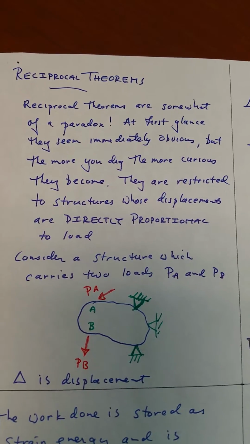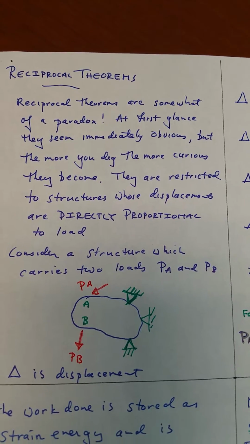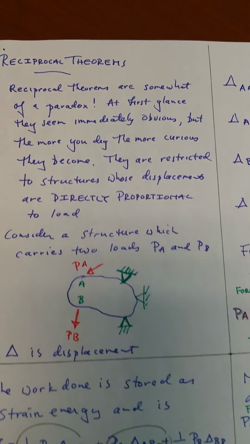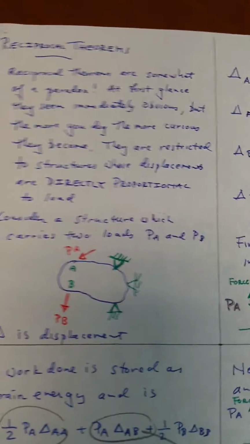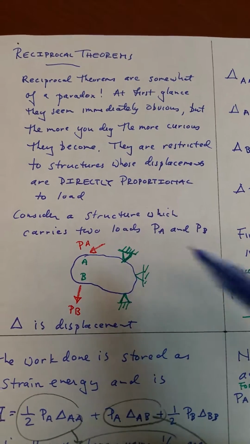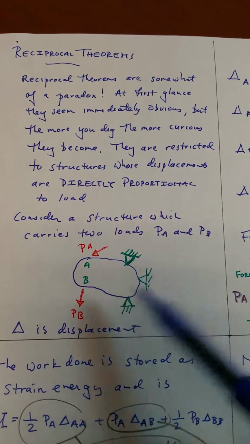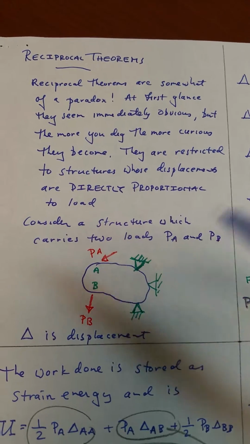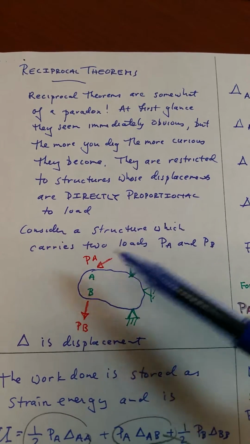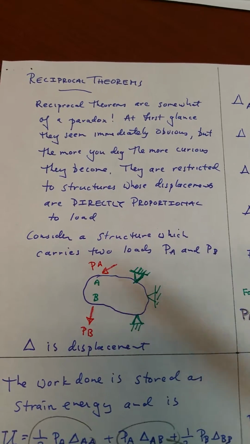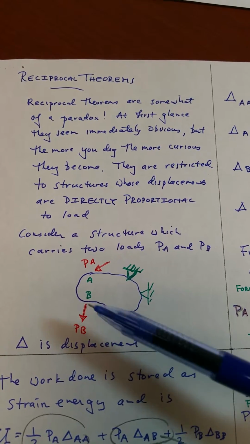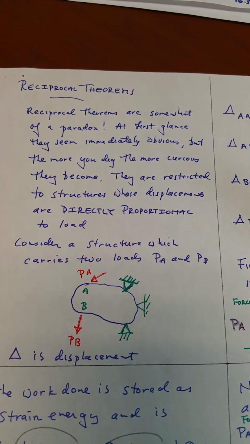These reciprocal theorems have to be restricted to structures where the displacement is directly proportional to the load. So the kind of structures we're doing in ARCHE 501. All right, so I have this potato. It's stable, and there's a point A and a point B, and there's a force at A, let's call it PA, and a load at B, let's call it PB.